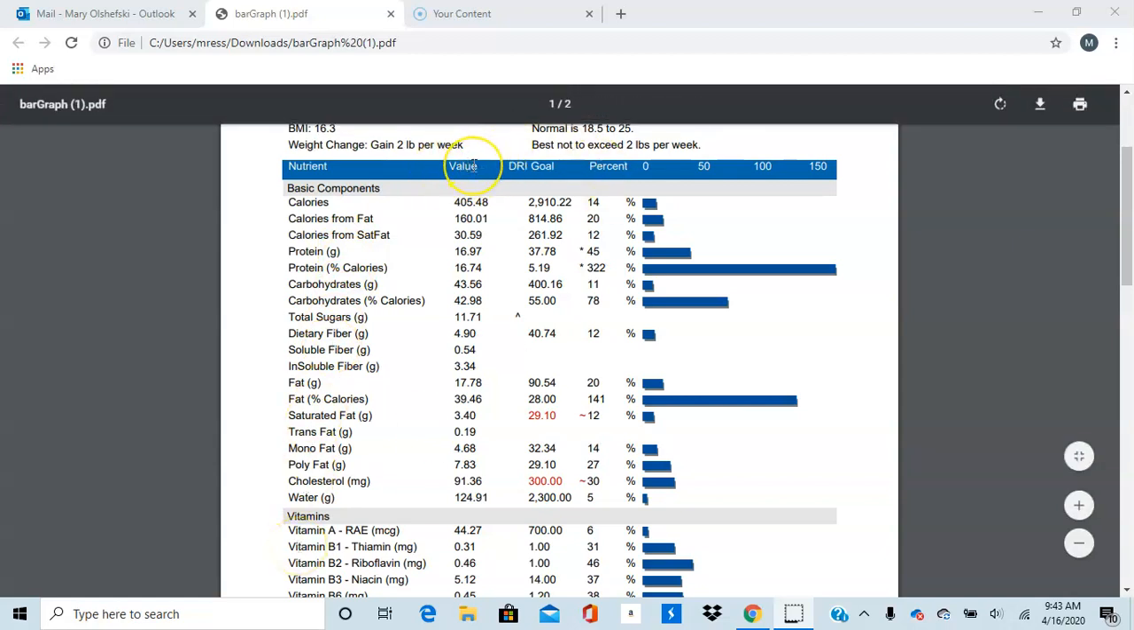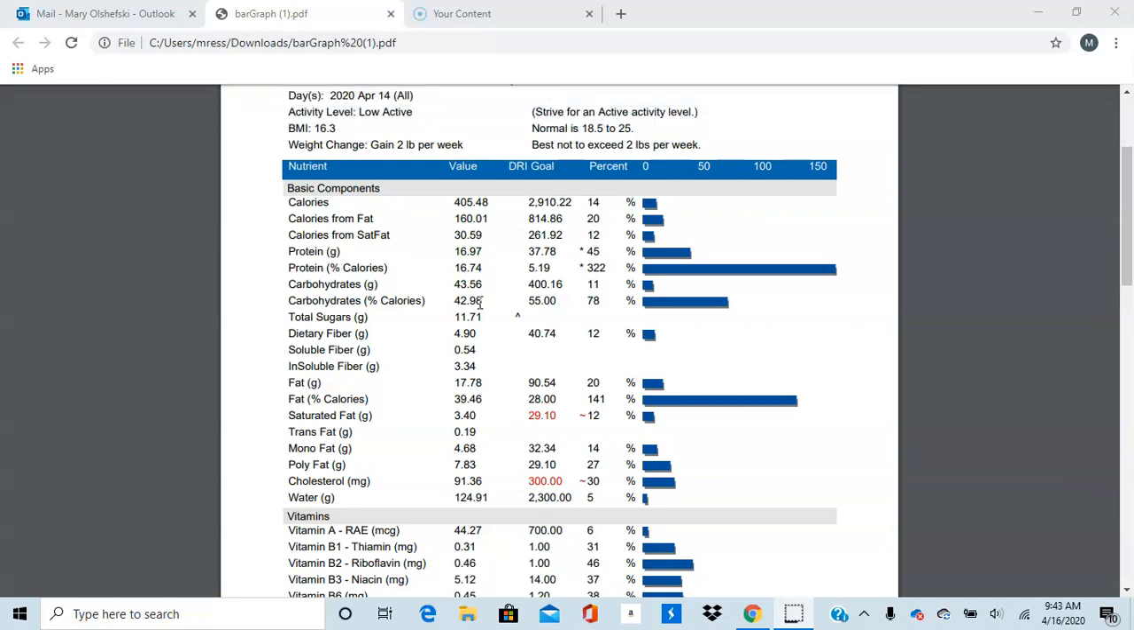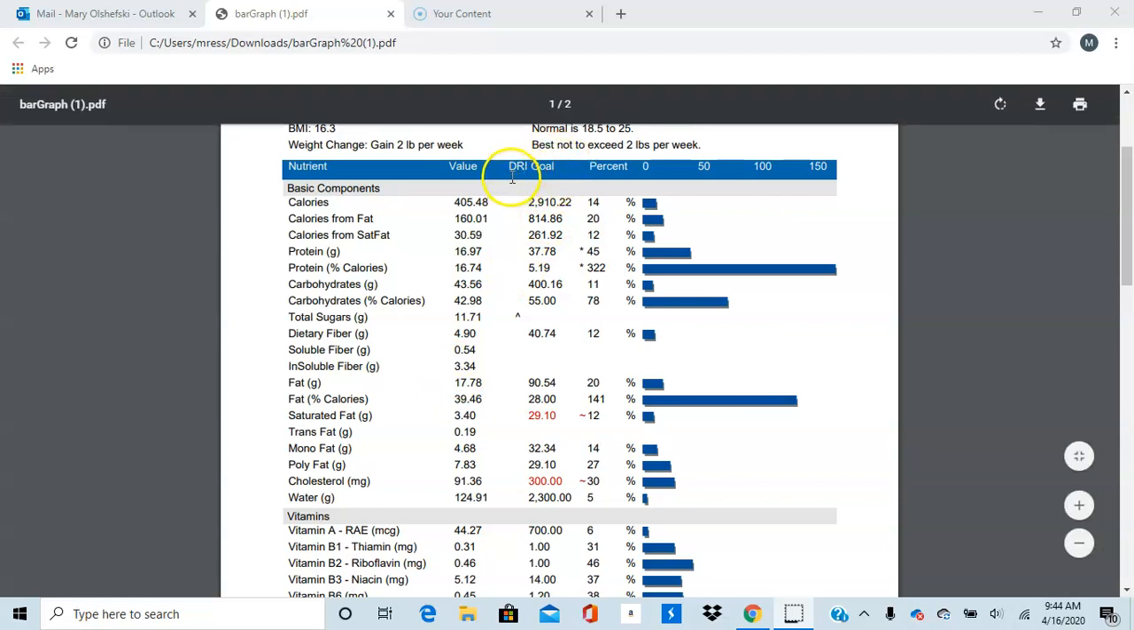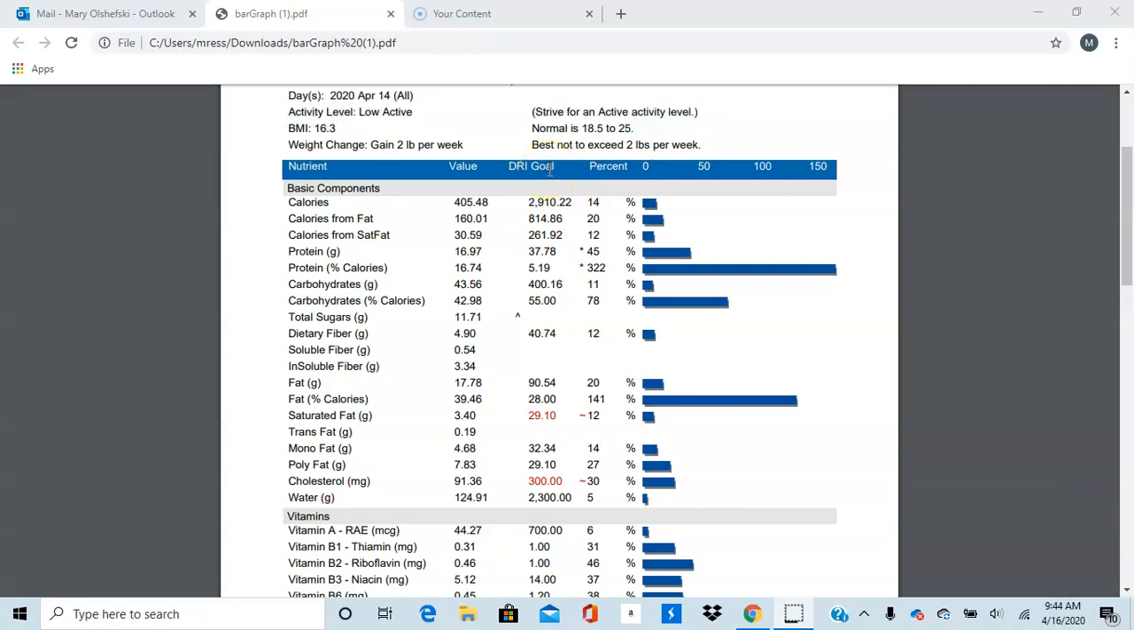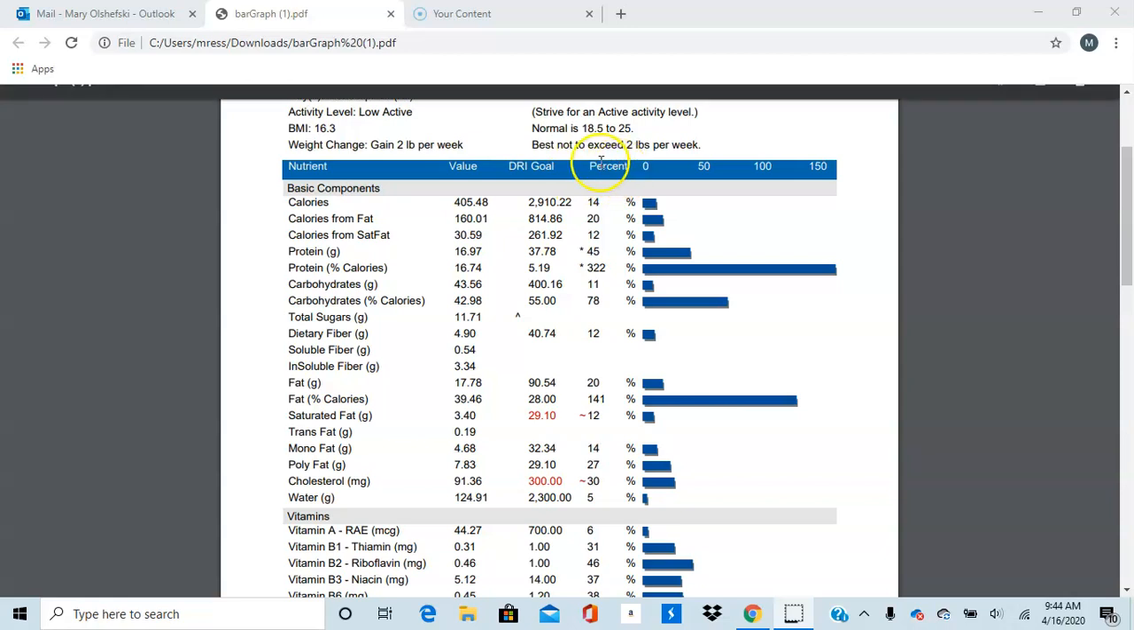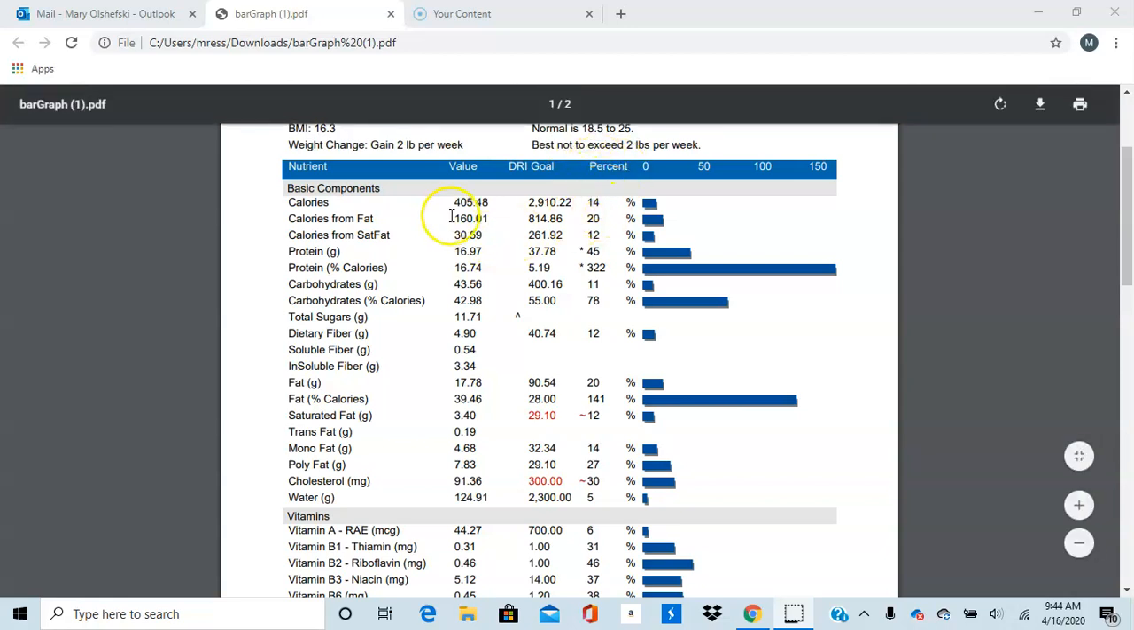The value column shows us exactly how many calories are in the meal plan you created and how many milligrams or micrograms of each nutrient is in the menu you created. The DRI goal column stands for dietary reference intakes, and as we learned in Unit 1, these are your goals for how much of a nutrient or how many calories you should eat in one day. The percent column actually tells you what percent your meal plan provides in terms of your dietary reference intake, or your goals for the day.